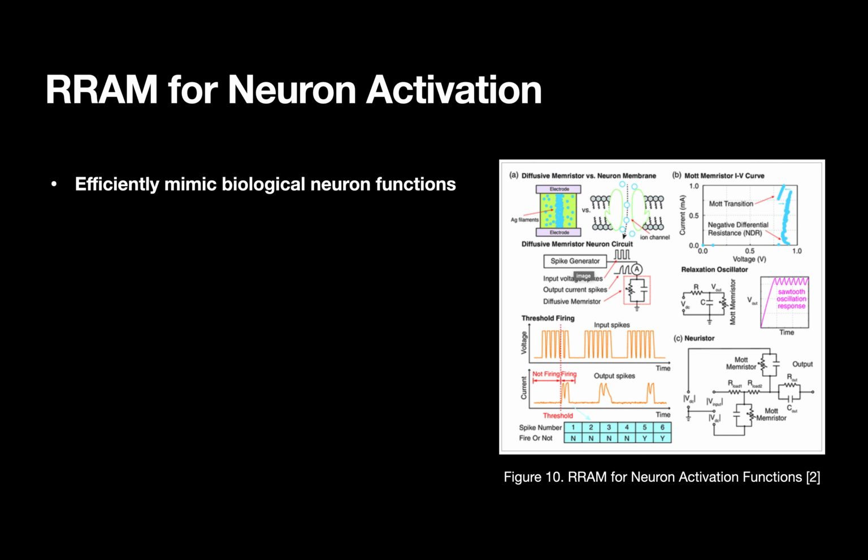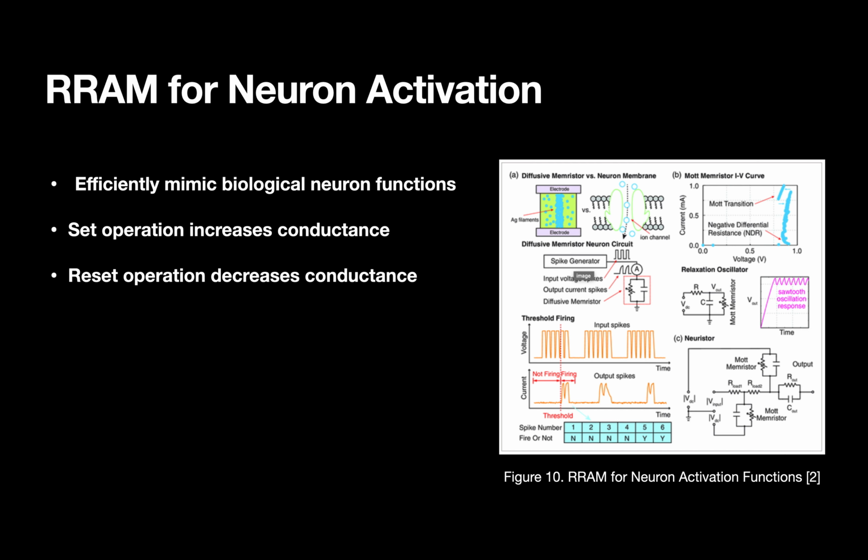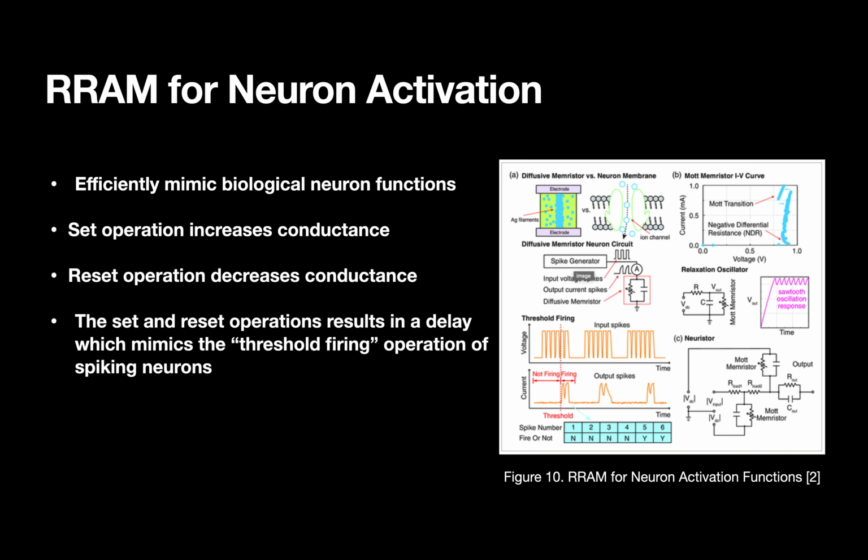RRAM devices can efficiently mimic biological neuron functions. A single RRAM device contains a resistive layer between two electrodes. During programming, a set operation increases the device conductance, whereas a reset operation decreases its conductance. This process is accompanied by a delay, which can be controlled through carefully selecting an external shunt capacitor. This delay is the key feature for mimicking the threshold firing operation in spiking neurons. This is where only inputs larger than a certain neuron threshold lead to output spikes. The threshold firing of RRAM behaves in a similar way to ion channel formation in biological neuron cell membranes.